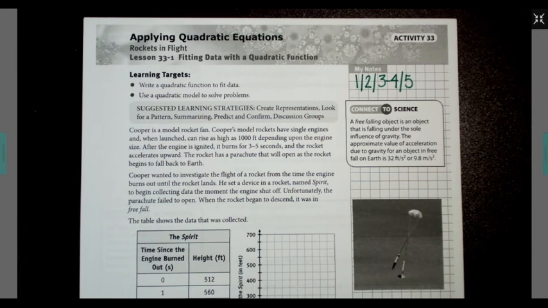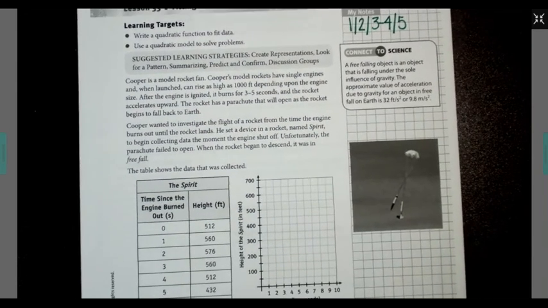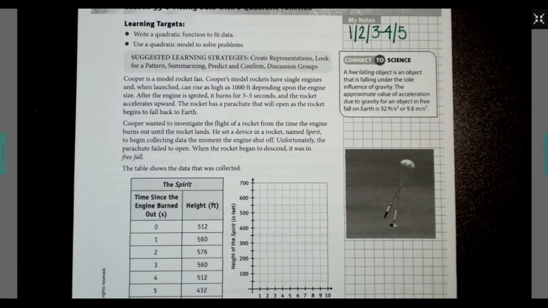Today we're going to be covering Lesson 33-1, Fitting Data with a Quadratic Function. For this first lesson, we're going to split it into 4 sections: Questions 1, Question 2, Questions 3 and 4, and then Question 5. It starts off with an introduction.